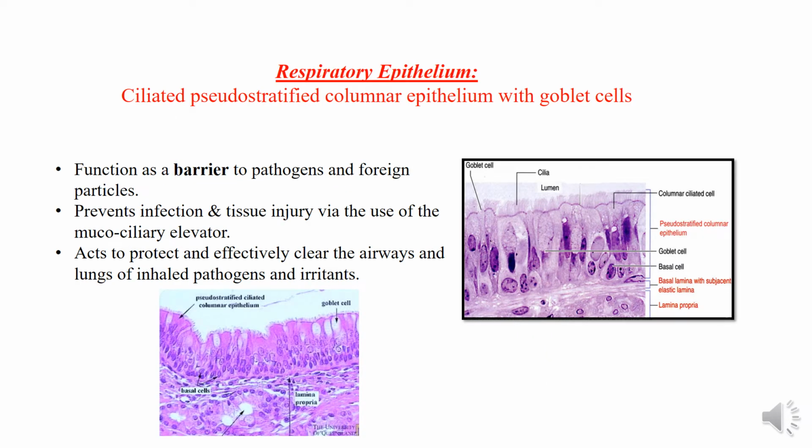The respiratory epithelium is ciliated pseudostratified columnar epithelium with goblet cells. The function of this epithelium is to work as a barrier to pathogens and foreign particles, preventing infection and tissue injury via the use of the mucociliary elevator, which acts to protect and effectively clear the airway and lung of inhaled pathogens and irritants.